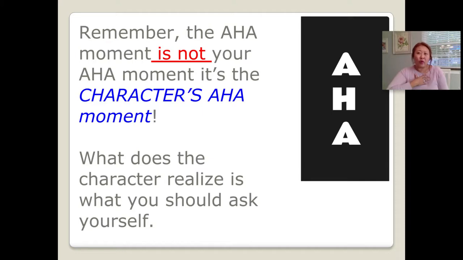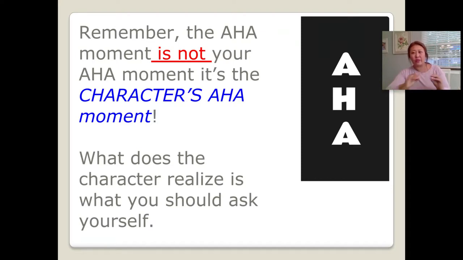What we want to notice for comprehension purposes is how the character has an aha moment because it's going to teach you something, all right? What does the character realize is what you should ask yourself, not what I realized, okay? That's what a good comprehension person, a good comprehender will do. I want you to find in these little clips we're going to watch, in a minute, your teacher's going to stop and show you. I want you to think about where the character realizes something, okay?